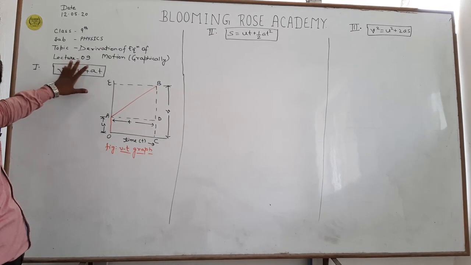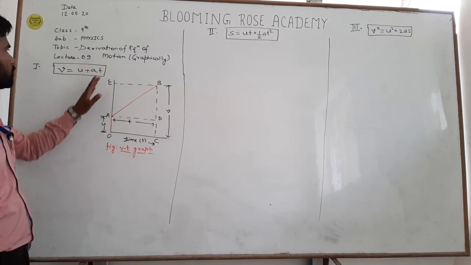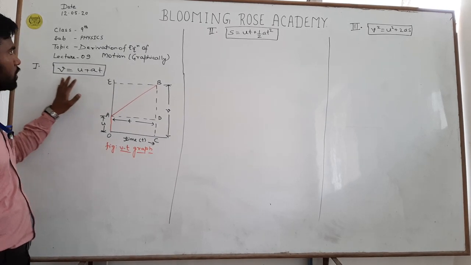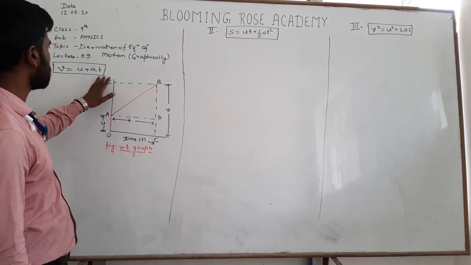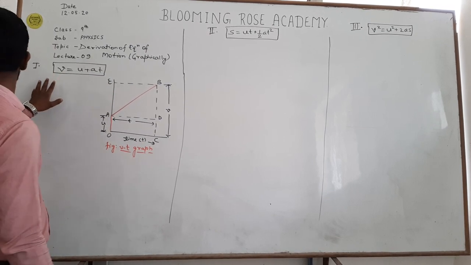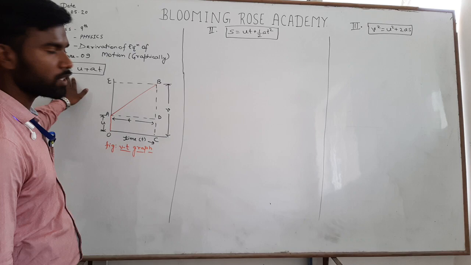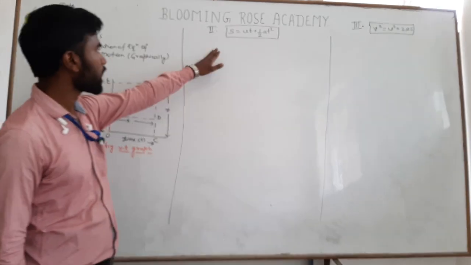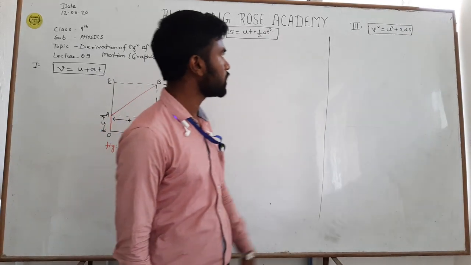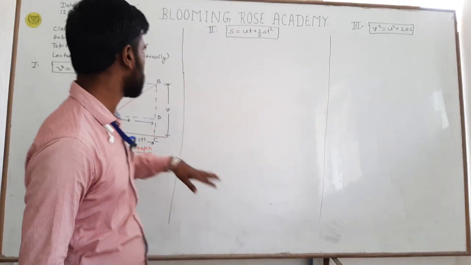Today is lecture 9 of class 9. Today we will derive the equations of motion graphically. As you have derived them mathematically, we have three equations of motion. The first one is v equals u plus at. The second one is s equals ut plus half at square, and the third one is v square equals u square plus 2as.